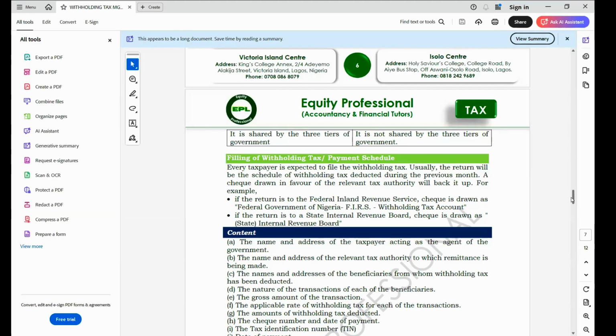The nature of the transaction: is it rent, is it contract, is it commission that was paid? Then the gross amount, the gross value, the total amount, and the rate that is being adopted.